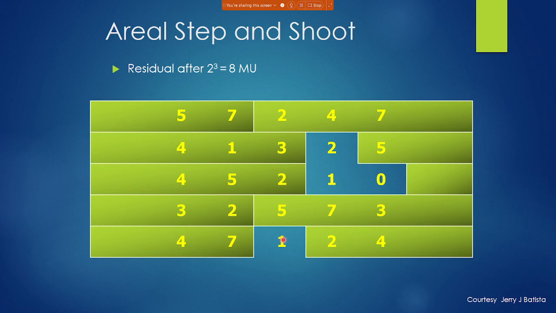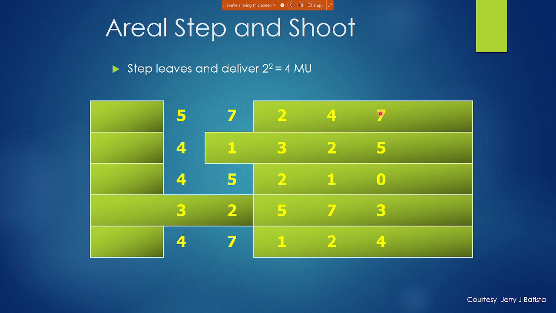I can't use 2 power 3 because 2 power 3 will become 8. I have my maximum is only 7 MU. So I will use 2 power 2, which is 4 MU, right? So I open up wherever it is 4 and above. I can deliver 4 here, 5 here, 7 here. You can ask me, here there is a 4 and 7, why are you not opening up?